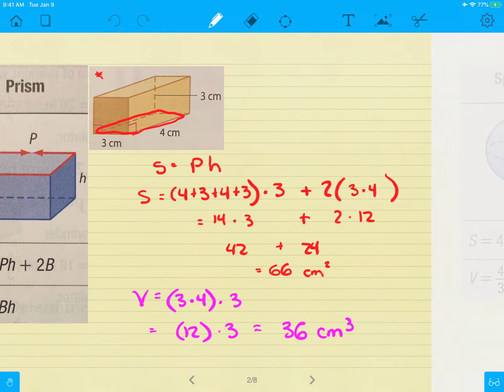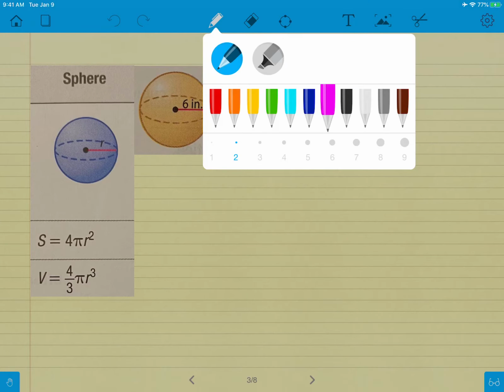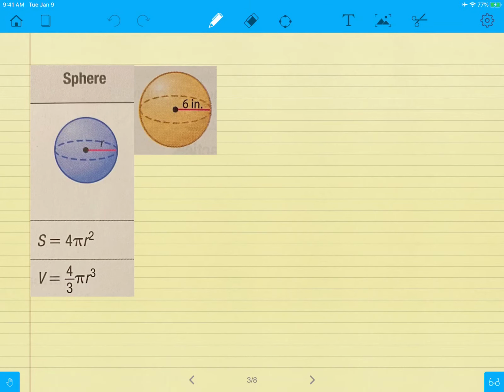Let's go to the next page. I'll switch up the colors here again. All right, so we have a sphere now. The sphere is easy. I think it's the easiest, we just have the 2 formulas. For my surface area formula, you take 4 times pi times the radius squared. My radius happens to be 6 inches, and we're going to square that. So that's 36 inches squared. We're going to take that times pi, and then times 4.